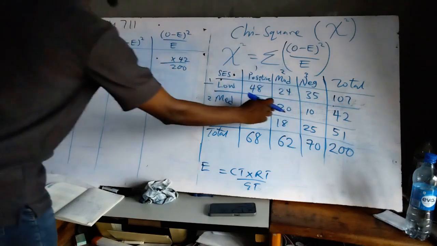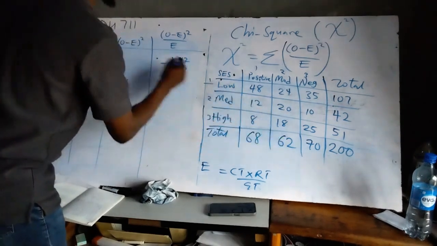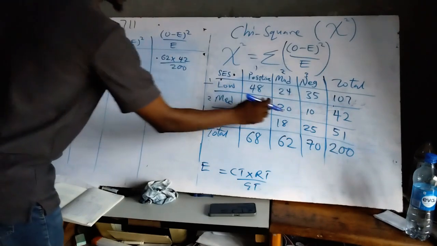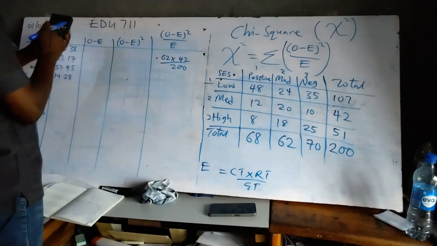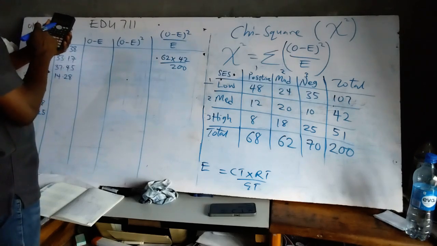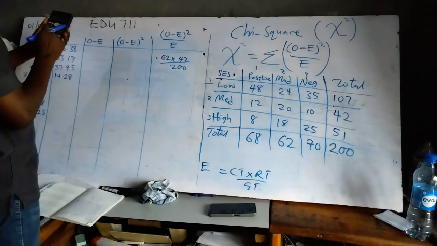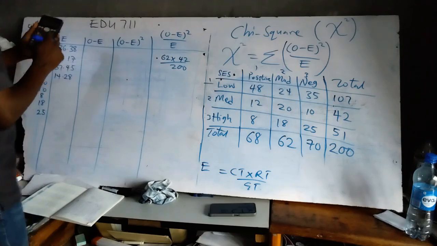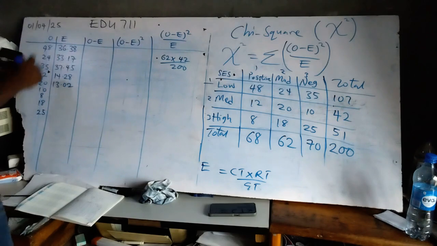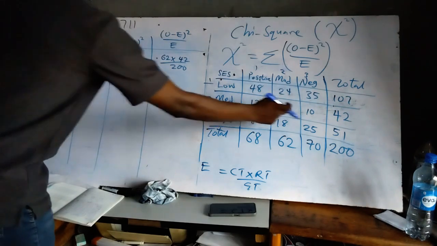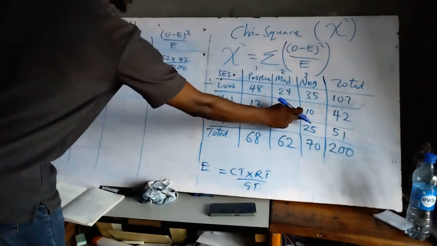For 20, which is this, the column total is 62 and the row total is still the same thing. This is also the same thing. So 62 times 42 divided by 200, 13.02.